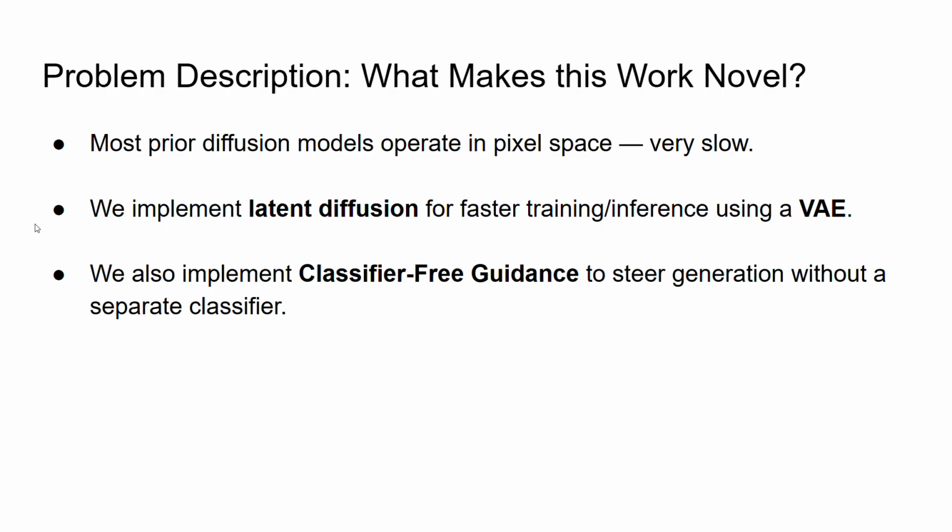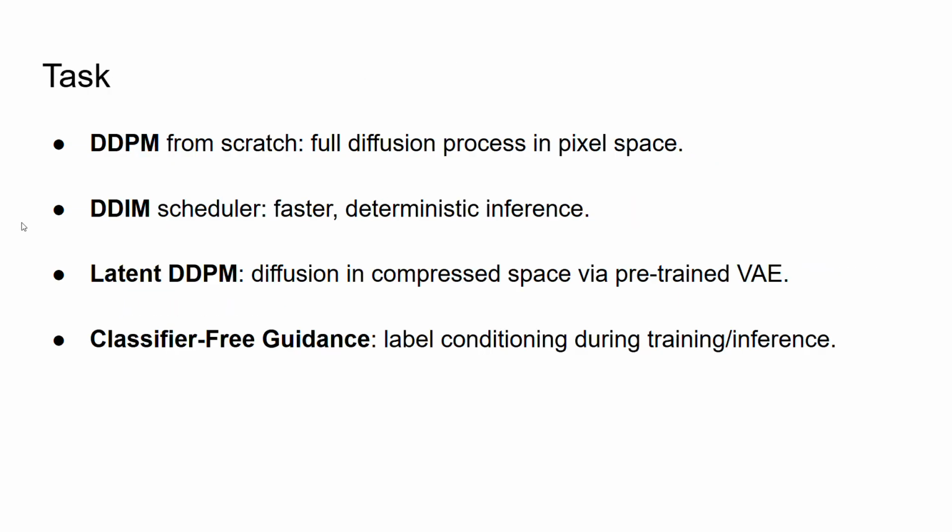Continuing on this problem, most of these work in pixel space, which is slow, so we're going to use a VAE to implement in latent space, and then we're also going to implement a classifier for guidance to steer generation without a separate classifier. For our task, we have DDPM from scratch, the full diffusion process in pixel space, DDIM to speed that up, and then latent DDPM, which is the VAE, which allows us to do this in latent space, and then classifier for guidance, label conditioning during training and inference.